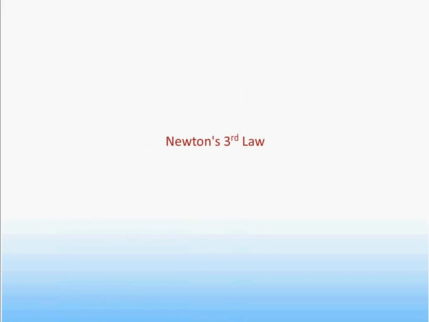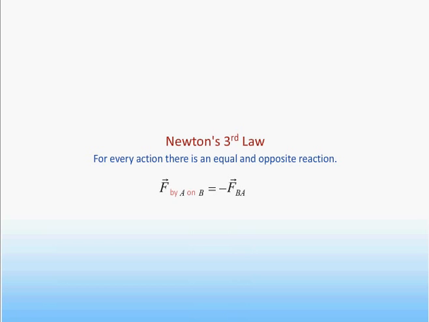Newton's third law states that for every action there is an equal and opposite reaction. This sentence can be misleading, but its meaning is succinctly and completely captured in the vector equation shown, namely that the force that object A exerts on object B is equal to minus the force that object B exerts on object A. The important point to realize here is that Newton's third law implies that all forces come in pairs. There is no such thing as an isolated force.